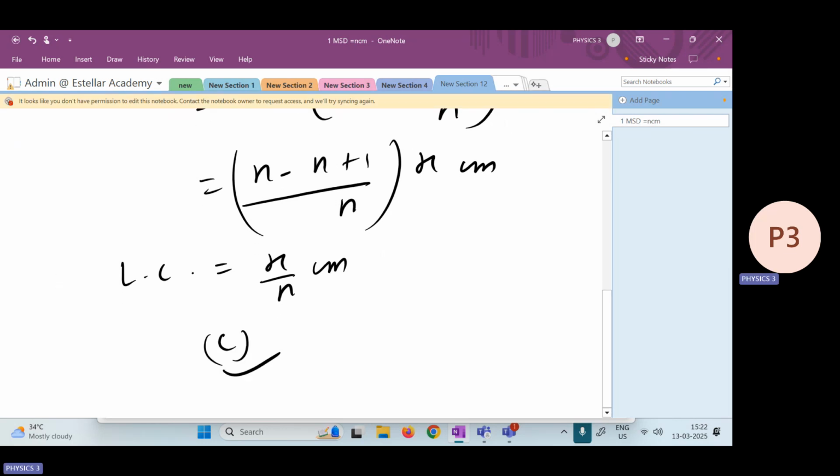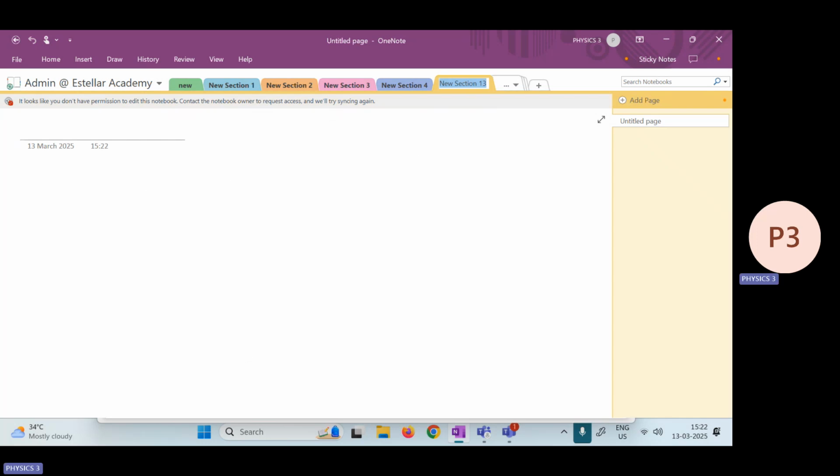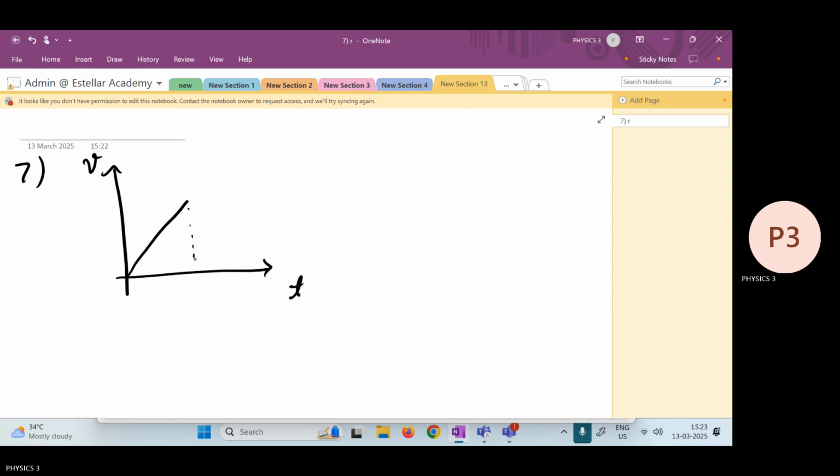Now let's come to another question. The seventh question. In the seventh question, we have given the velocity time graph of a body as shown in the figure. The slope of the line is m, and we have to find the distance traveled by the body in time t. Okay, so this VT curve we have given. This is given as t. So we have given its slope as m.